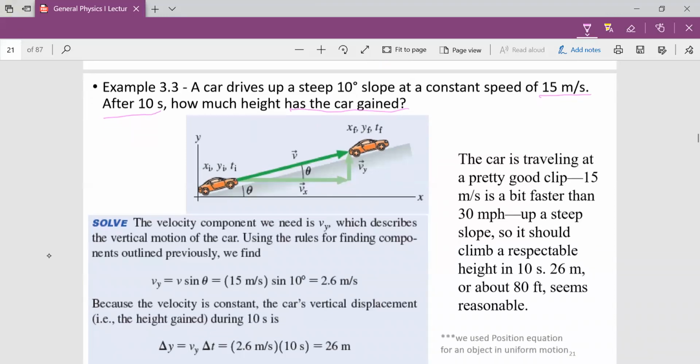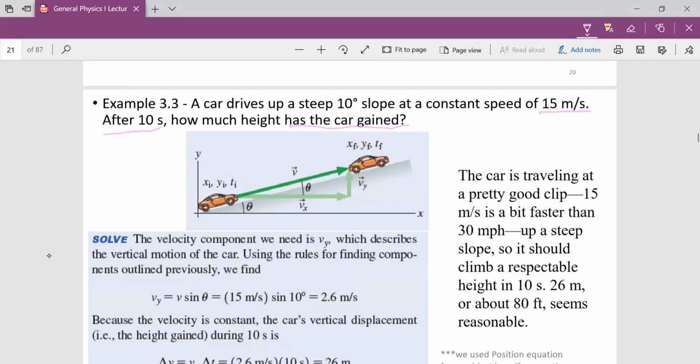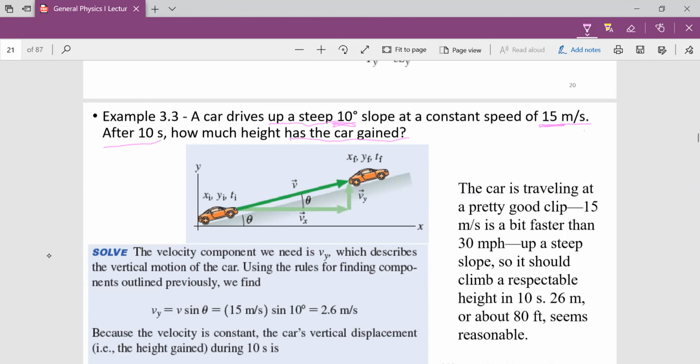So let's try to put this statement in pictures, okay? Graphical representation. The car is driving up a steep slope, and the angle of inclination is 10 degrees. So we have this angle to be 10 degrees and it's driving up the slope, and the magnitude of that car moving at the speed of 15 meters per second, and it covered the distance in 10 seconds. We're asked to look for how much height it gained. From the question, we can see that we're asked to look for Vy, okay? The V is given to us.